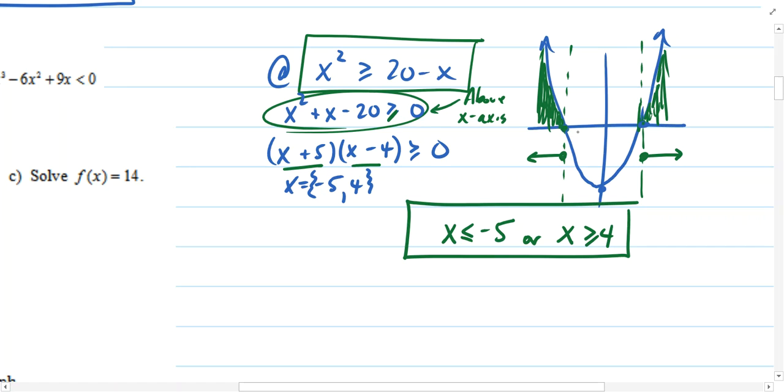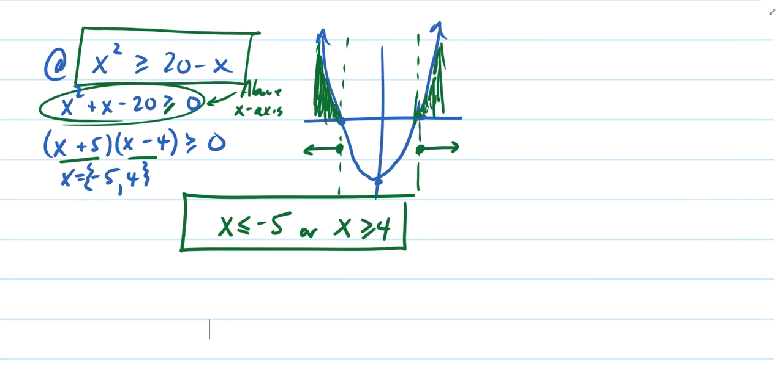And then if I pick a number in between, let's say 0. If I let x equal 0, well, now I'm looking at 0 squared greater than or equal to 20 minus 0. Is that true? Well, no, that is not true. 0 is not greater than 20, so that seems to violate our claim, which is what we expected. Any number in between these two should not support our original claim. So I'm pretty satisfied with this answer for part A.